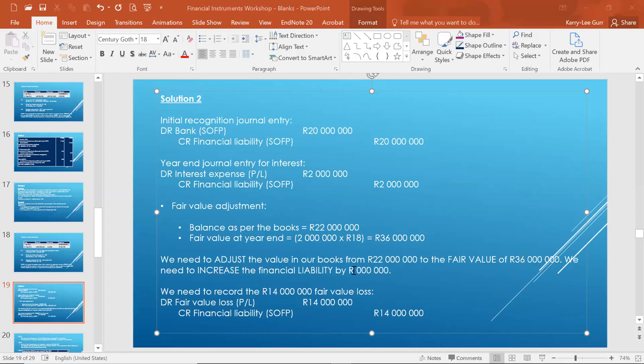We need to increase our financial liability from 22 to 36, which means we need to increase it by 14 million Rand. To increase our liability by 14 million, we of course credit our liability, and then we debit our contra account, being fair value loss, P&L. Very important, I need to know, are you referring to P&L or OCI? Okay, we're using fair value through profit or loss, so we must put P&L, and that is our 14 million. You weren't required in this question to provide the journals, but I did it for clarity purposes, so we're able to see the full mechanics of this transaction, shall I say.